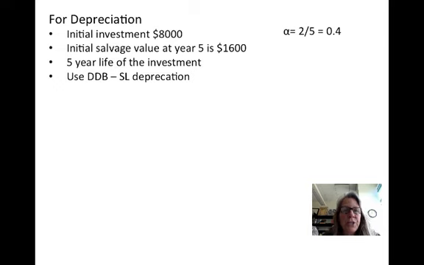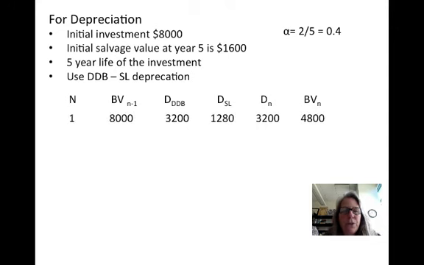So for depreciation then, that's the first thing we're going to calculate. We're going to use double declining balance switching to straight line. So we need to know the alpha value, which is 2 over n, or 40%. So we're going to set up this table like we did before when we were doing the double declining balance switching to straight line. On the first year, we start with the book value of $8,000, take the double declining balance depreciation, which is 40% of 8,000, or 3,200.